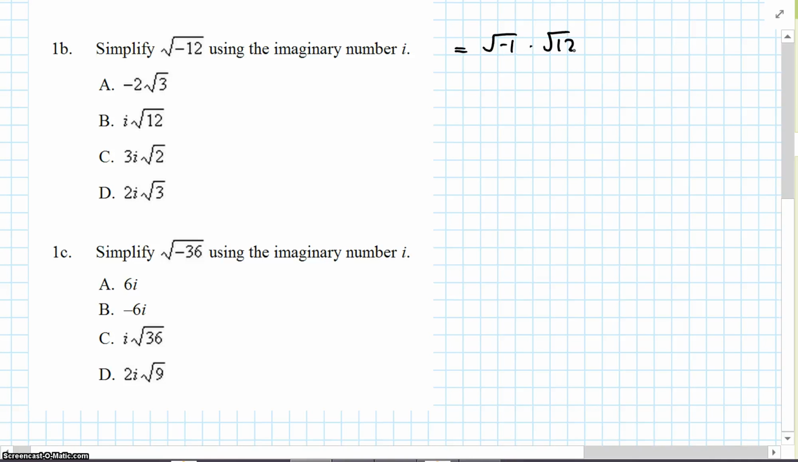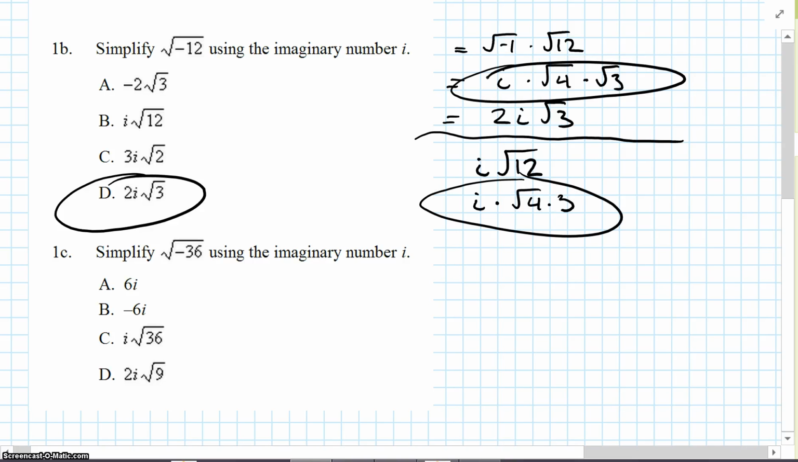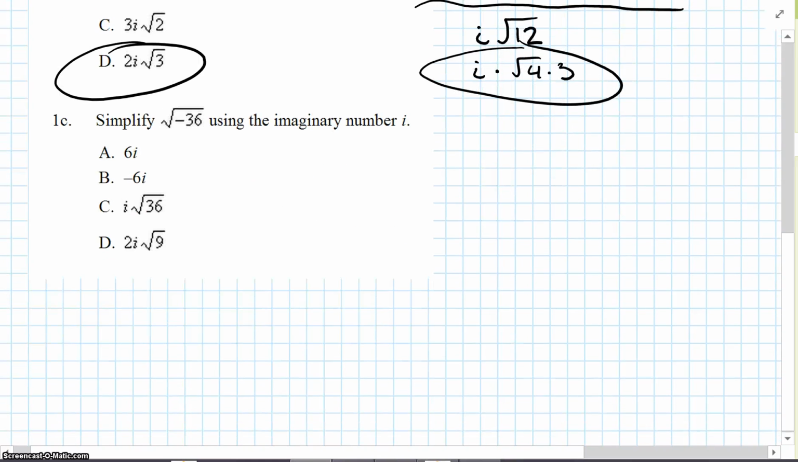Okay, 1b. Again, you could look at it as this, so it's equal to square root of -1 times the square root of 12, which would be i times the square root of 4 times the square root of 3. So we could say this is 2i square root of 3. Answer is D. The other way you could look at it is you see the negative sign, just pull the i out. So it's i square root of 12 right now. And then i square root of 12 breaks down to square root of 4 times square root of 3. So again, we're getting to the same spot we did before. We're just saving a step.